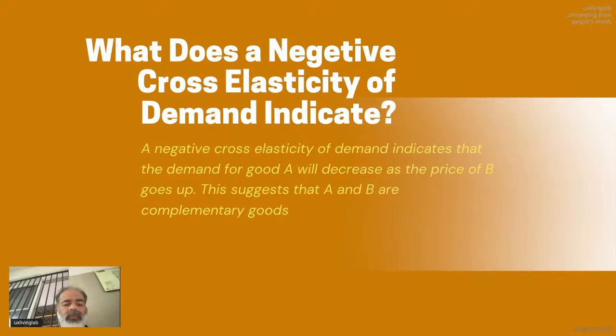For example, a printer and printer toner. If the price of the printer goes up, demand for it will drop. As a result, fewer printers will be sold, and less toner will also be sold.